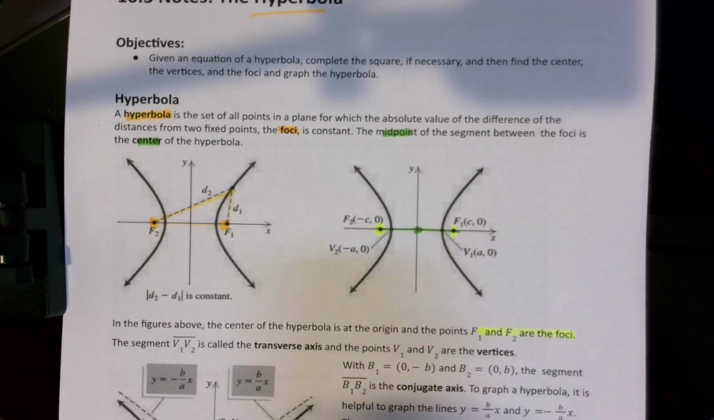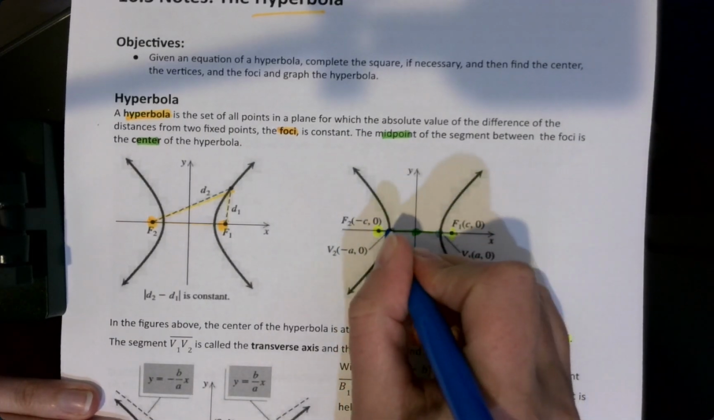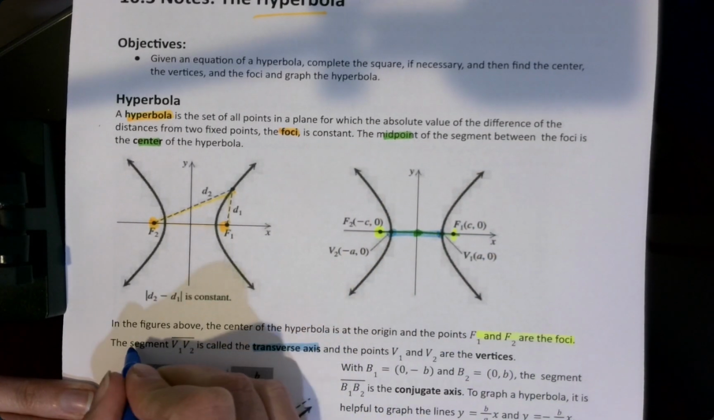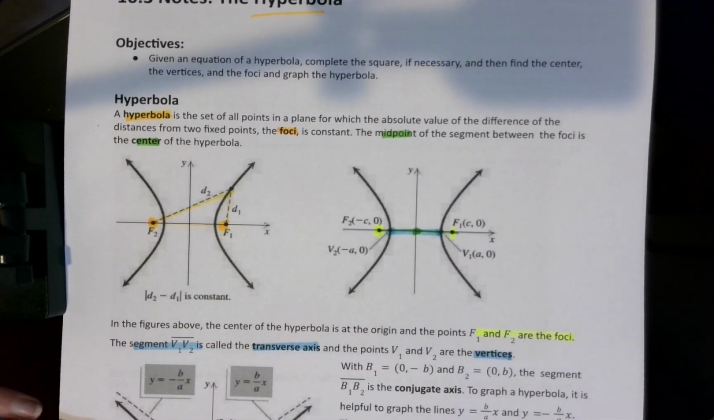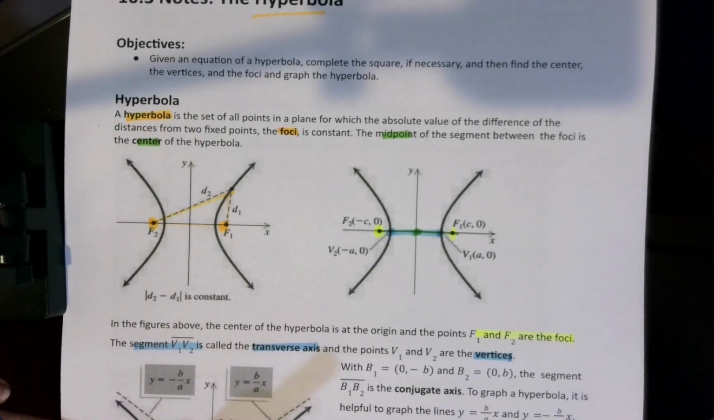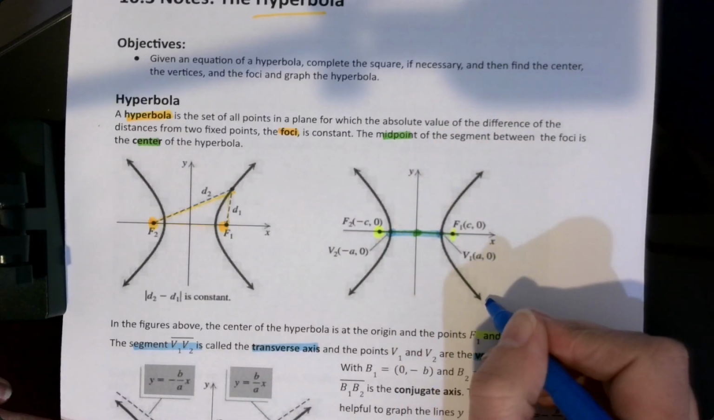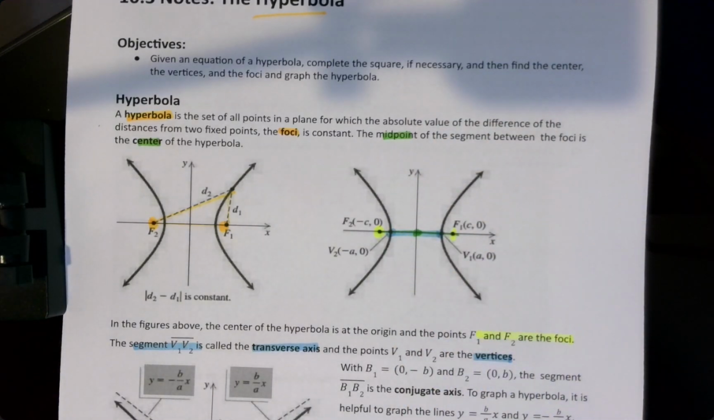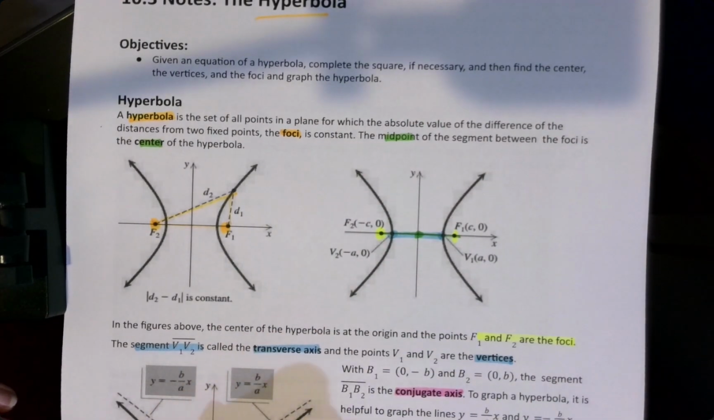as we mentioned. We also have our segment that goes between V1 and V2, which are the vertices here, called the transverse axis between those 2 points that are the vertices. In this particular graph, the transverse axis is horizontal. These two are opening to the side. The transverse axis could also be vertical if they open upward. The conjugate axis is the other axis that goes in the other direction here.